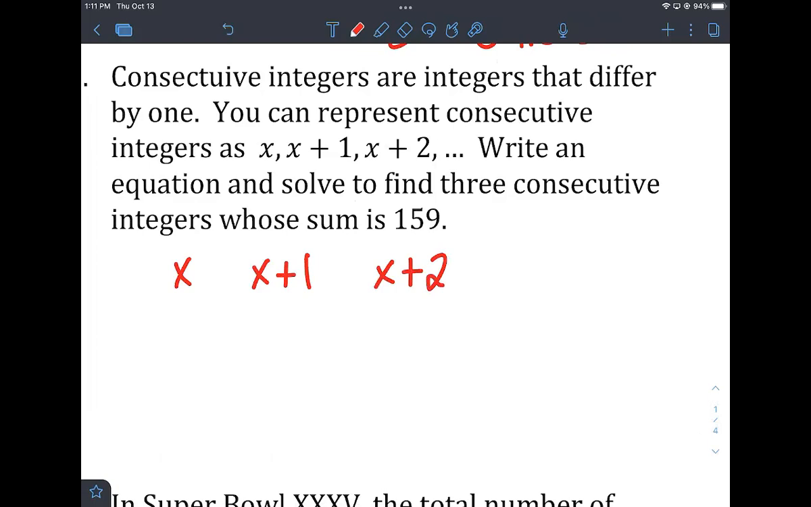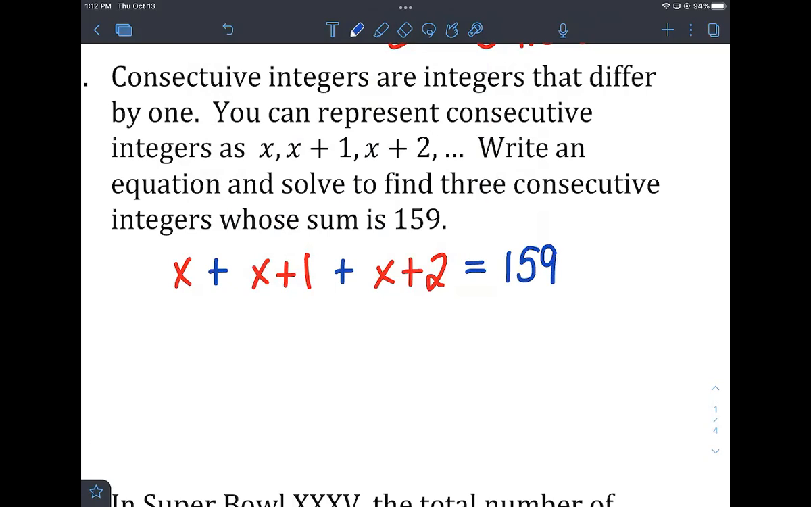So, although x is the first number, let's just, for simplicity's sake, say x was 10. Does this expression show 10, 11, and 12? Yeah. So this works. Okay. Write an equation and solve it to find 3 consecutive integers whose sum is 159. What's sum tell you to do? Add. So I'm going to add x with x plus 1 and x plus 2 to get 159.